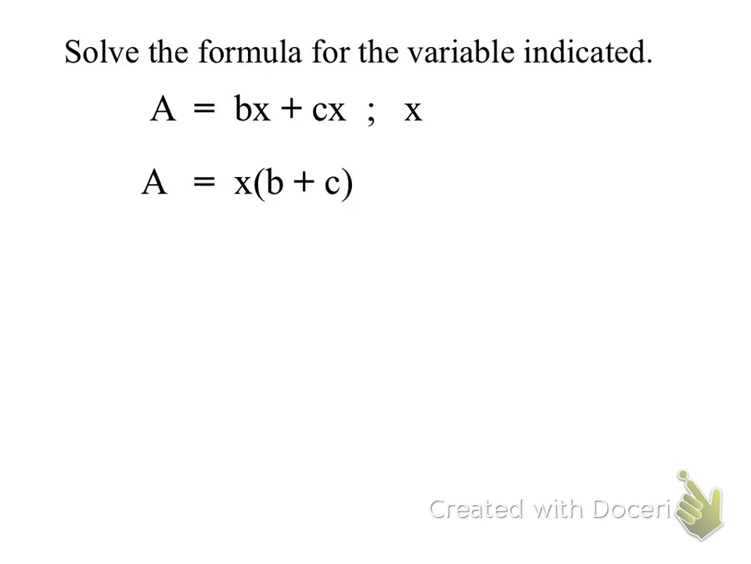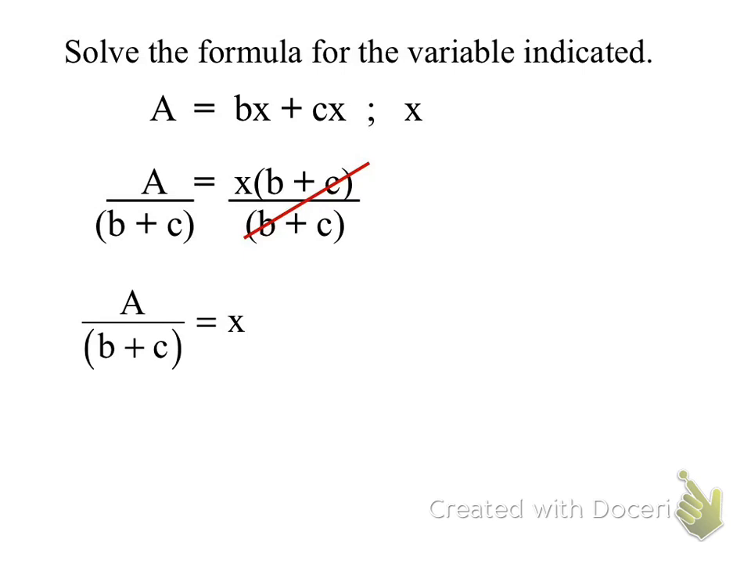Good. And we're left with a b plus c. Next step. We would have to divide by b plus c on both sides. Divide both sides by b plus c, the quantity b plus c. And now we're left with a over b plus c equals x. And then we turn it around, so x is given in terms of a, b, and c.